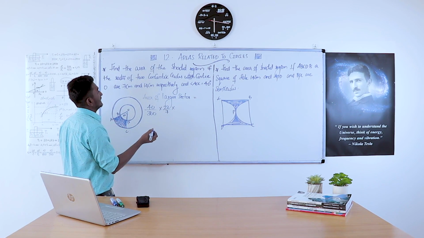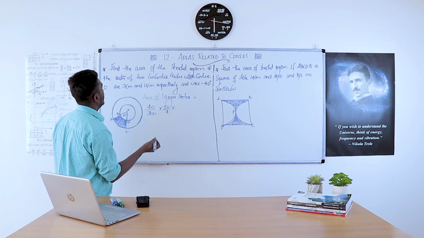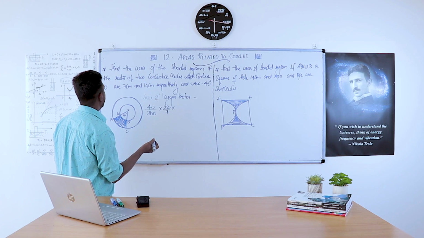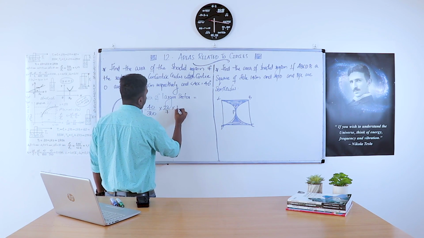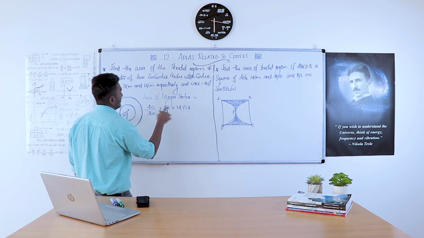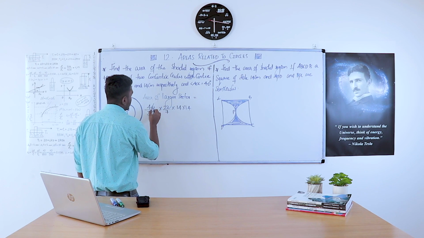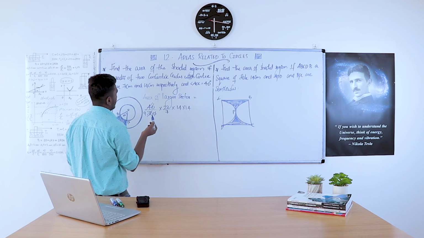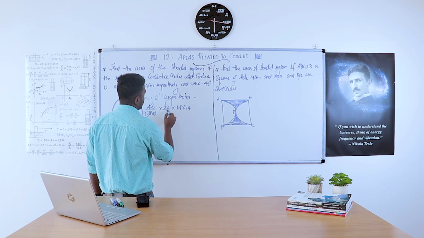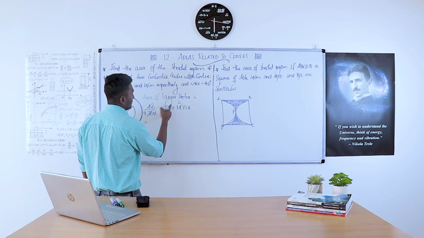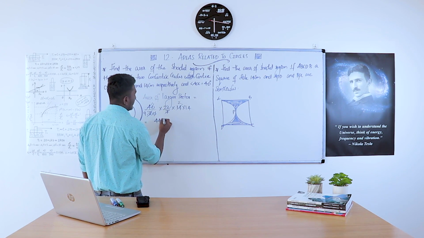What is the radius? For the larger circle the radius is given as 14 centimeter. Pi r square, that is 14 into 14. Theta by 360 into pi r square. Now 0, 0 cancel. 4 by 36, 9 into 4 is 36. So 14 and 7 can be cancelled as 2. Then this can be written as 22 into 2, 44. 44 into 14 divided by 9.